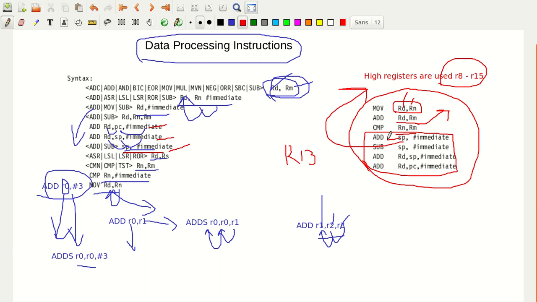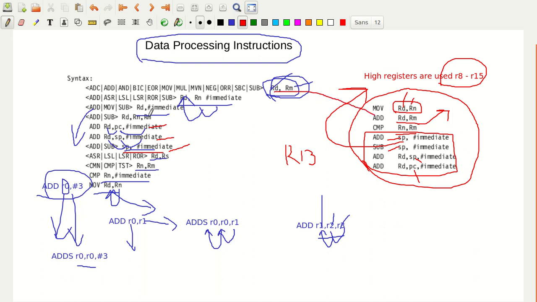In all these, SP is a high register, and PC, the program counter, is also a high register. So in all these operations you can definitely use the high registers. Of course, accessing high registers is only limited to these instructions. You can't access the high registers with any of the other instructions. It is not possible.